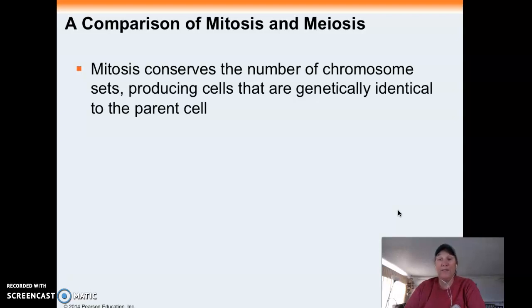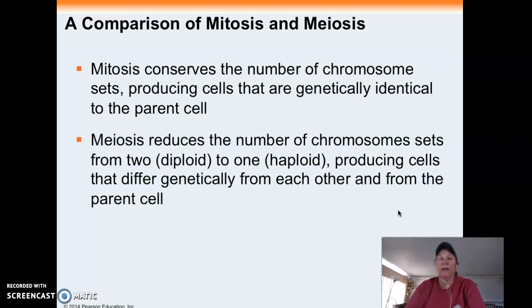And again, that happens in every body cell in your body. That's why all your DNA is the same in every cell of your body except for your sex cells. Okay. Meiosis's job is to reduce the number of chromosomes. Because if we have the same number of chromosomes, when two sex cells come together, we're going to have way too many chromosomes. So we take one diploid cell and you divide and you get four haploid. And then when two haploid come together, now you have a diploid cell again.